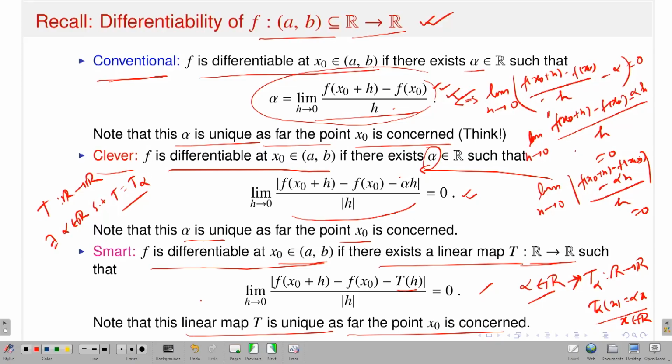So, now if someone asks what is the definition of derivative at some point for functions from open interval a b subset of R to R, I will say that from now onwards I am looking at the definition like this. f is differentiable if there exists a linear transformation or linear map from R to R such that the limit of modulus of f of x naught plus h minus f of x naught minus the linear transformation acting on h, divided by mod h, goes to 0.